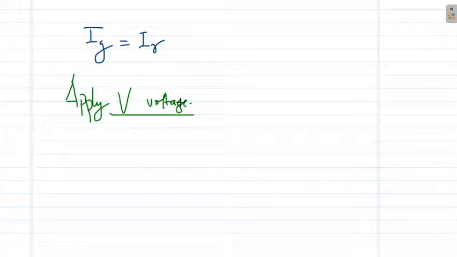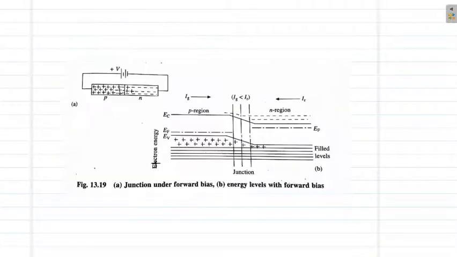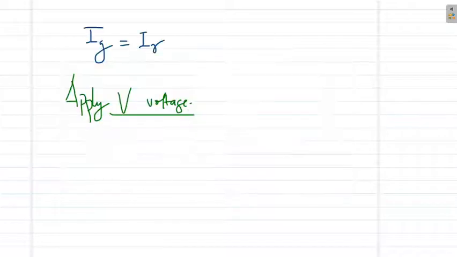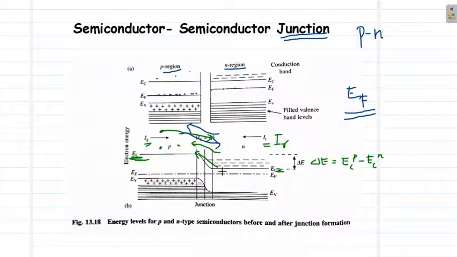If we apply a voltage to a PN junction diode, that will modify the energy levels of the PN junction. Here you can see it is a PN junction and we are applying a forward bias to this junction. It will shift the energy levels, or reduce this energy barrier by an amount EV. Earlier it was ECP minus ECN. Now it will be further reduced: Delta E will be reduced by an amount EV, where V is the applied voltage.